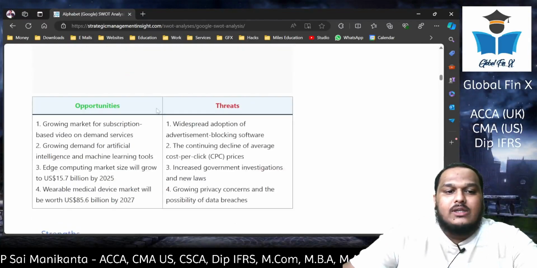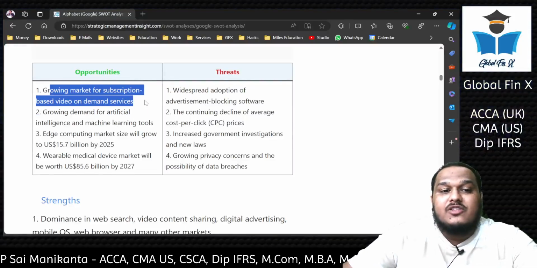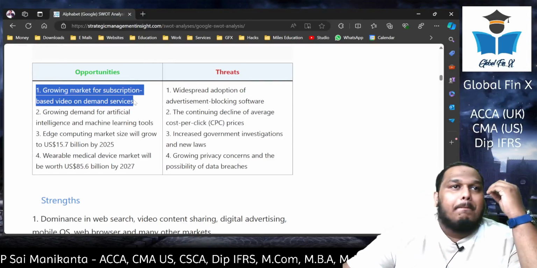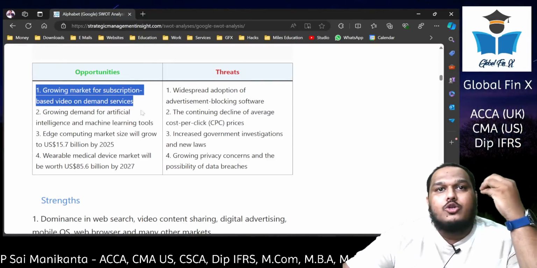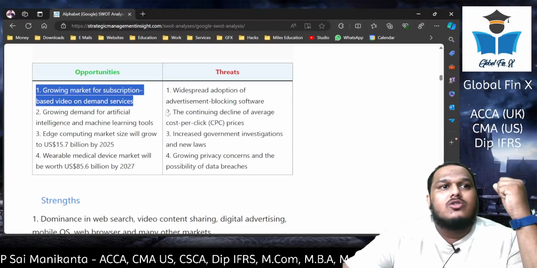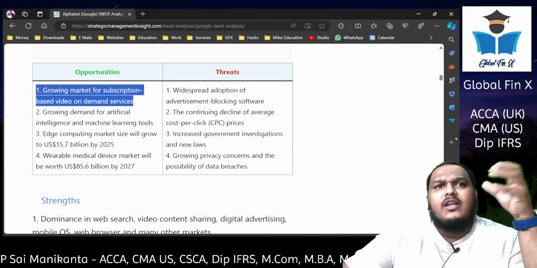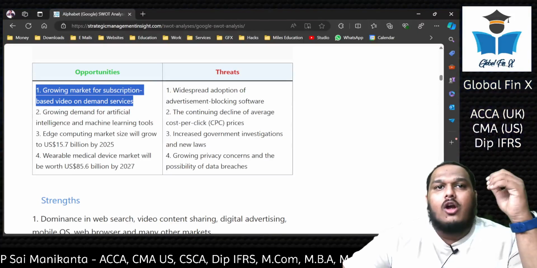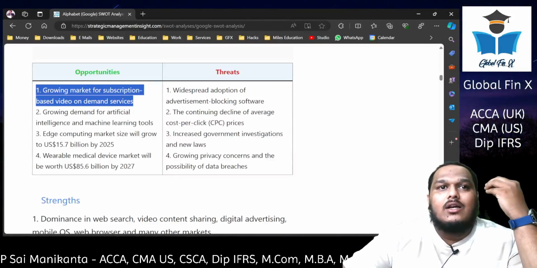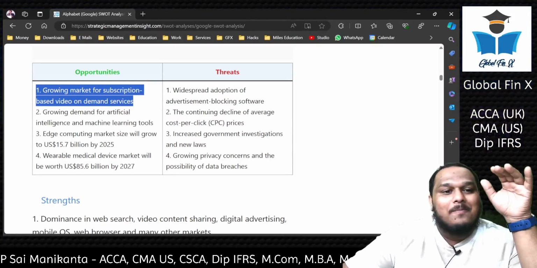And then opportunities. What are the opportunities for Google? Growing market for subscription based video on demand services. So basically YouTube. We all know before lockdown people used YouTube as a kind of luxury, because it was not something that everybody knew at that point. It was more like very few people knew. And now during lockdown, literally every street has a YouTube channel, at least one YouTube channel for sure, right?